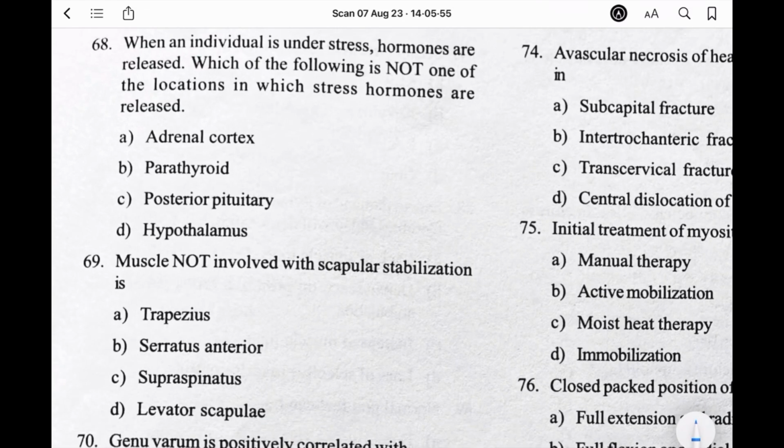Question number 68. When an individual is under stress, hormones are released. Which of the following is not one of the locations in which stress hormones are released? So the correct answer is parathyroid.